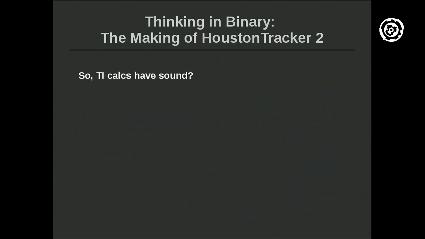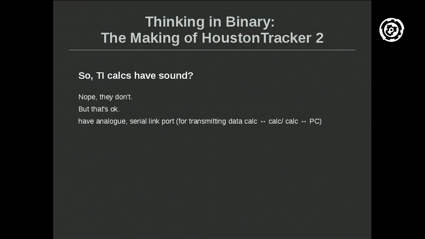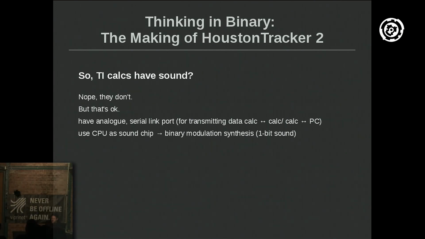So, do TI calculators have sound? Well, obviously, no, they don't. But that's all right, because at the bottom of these calculators, or at the side, we've got an analog serial link port, which is normally used to transfer data between two calculators, or between a calculator and a PC. And these are actually 2 1-bit lines. And by using the CPU as a sound chip, we can do binary modulation synthesis. So 1-bit sound, in short.